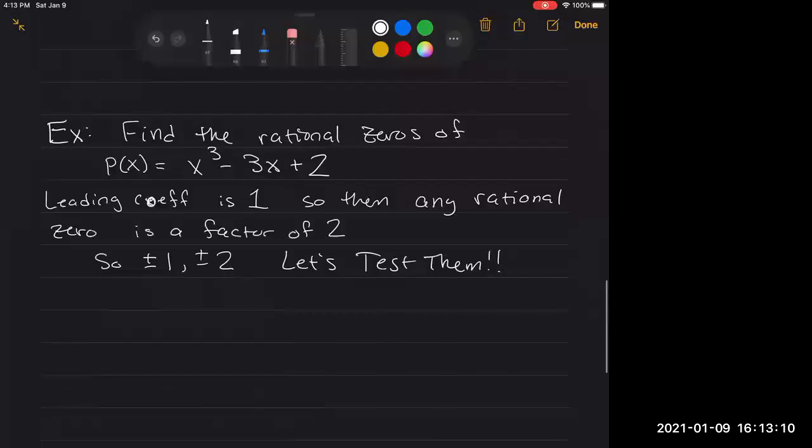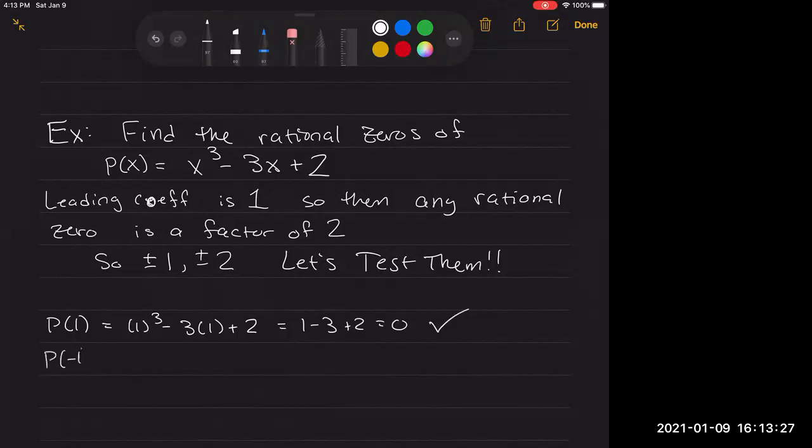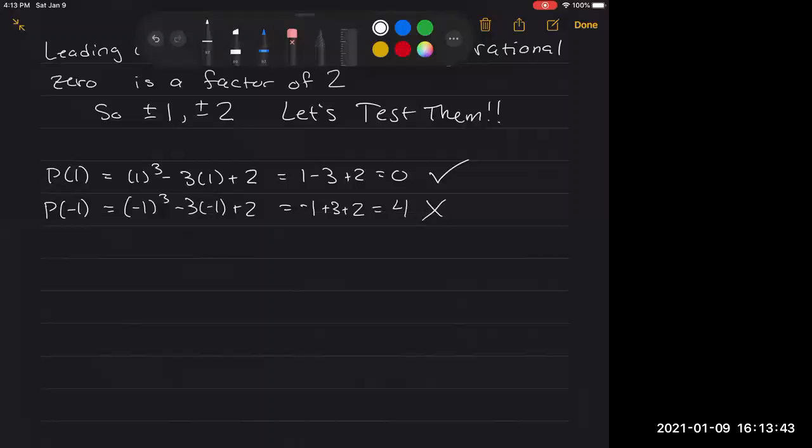So first let's try p of 1. So this is 1 cubed minus 3 of 1 plus 2. This equals 1 minus 3 plus 2, which equals 0. So yes, this one is a 0. Then we have p of negative 1. This equals negative 1 cubed minus 3 times negative 1 plus 2. And this equals negative 1 plus 3 plus 2. This equals 4, so this is not a 0. And I'm sorry if the calculations are going pretty fast. I'm hoping that they're pretty clear to see. And if you want to check them on your own, I highly encourage that as well.